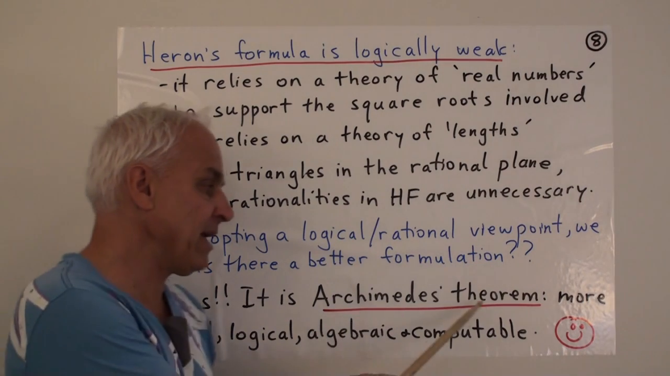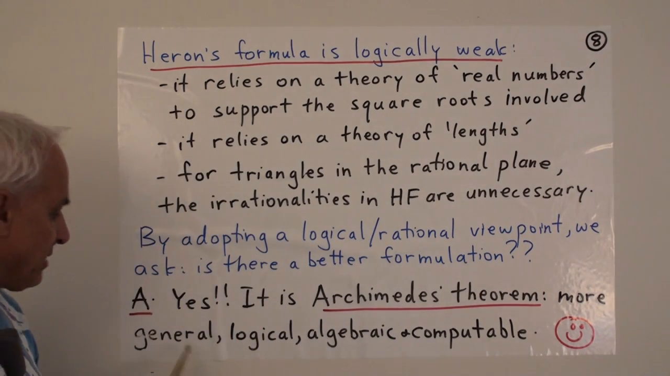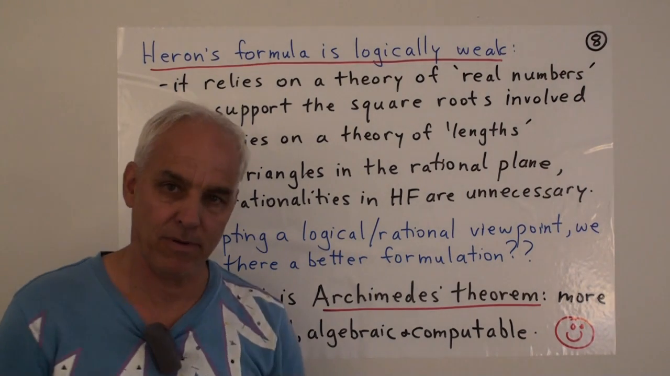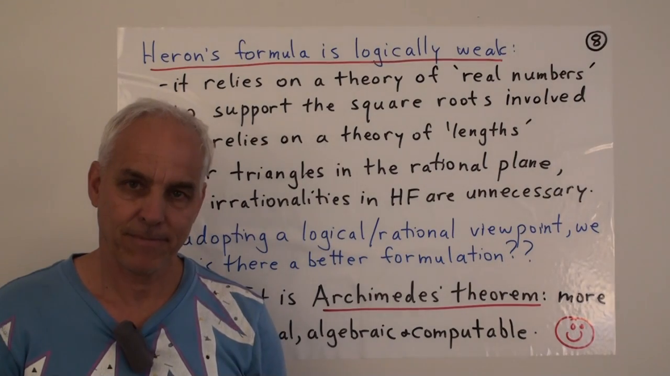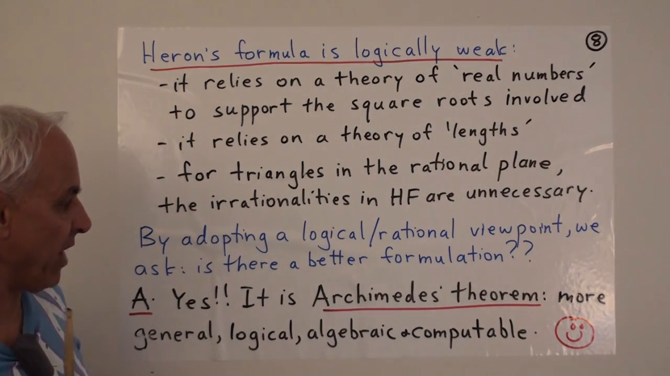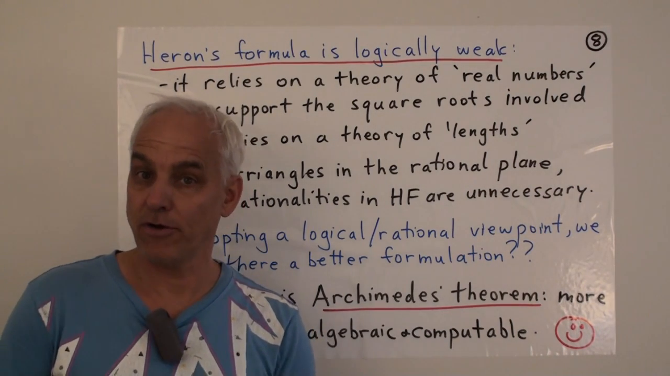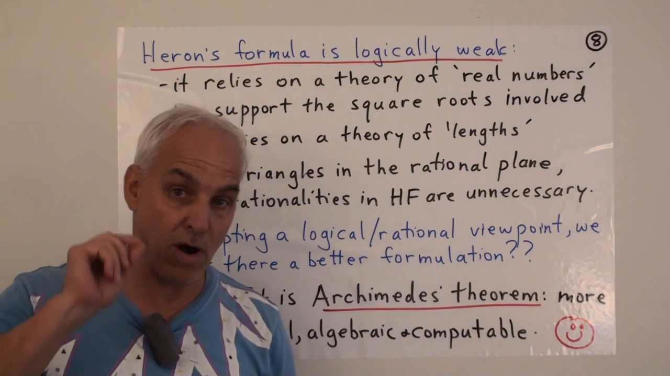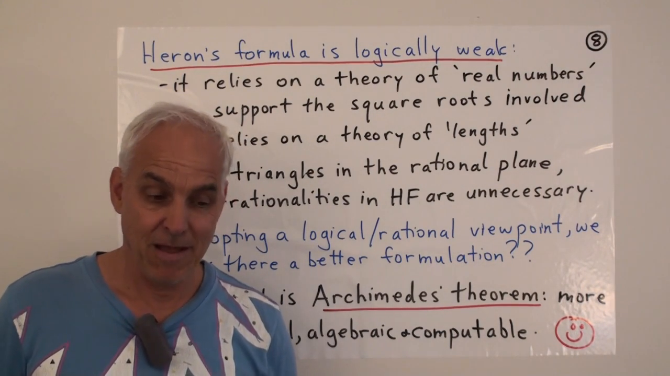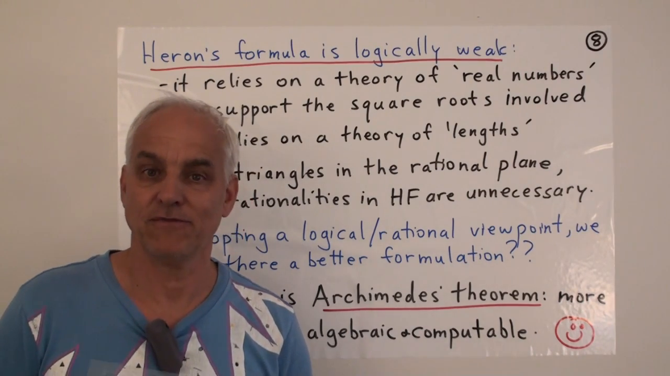It's called Archimedes' theorem. We're going to call it Archimedes' theorem. It's more general, it's more logical, it's more algebraic, and it's more computable. So, what is this far superior form of Heron's formula, which we are now going to call Archimedes' theorem, in honor of Archimedes, who was really understanding Heron's formula before anybody else, but in work that is lost to us. Okay, so what is this formula?